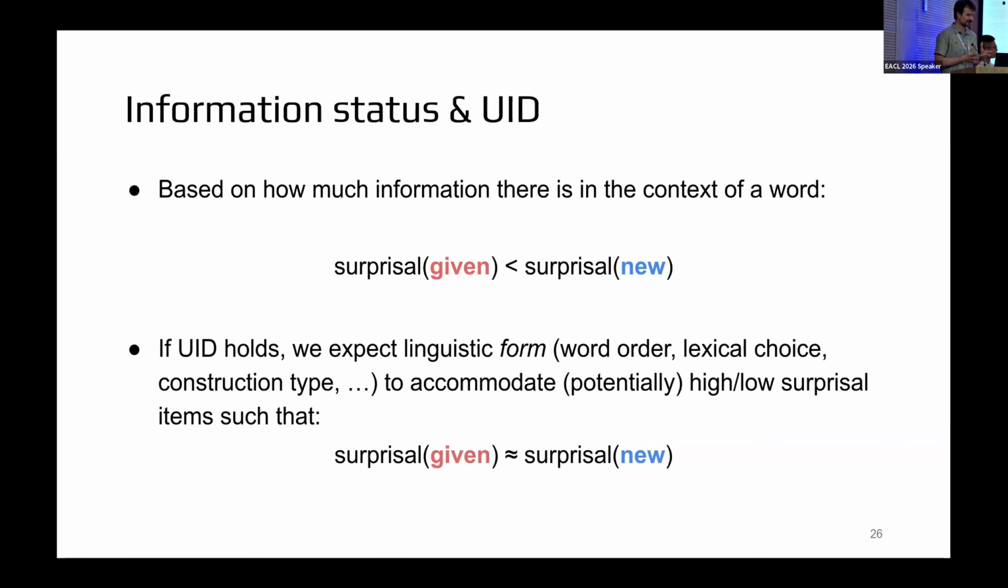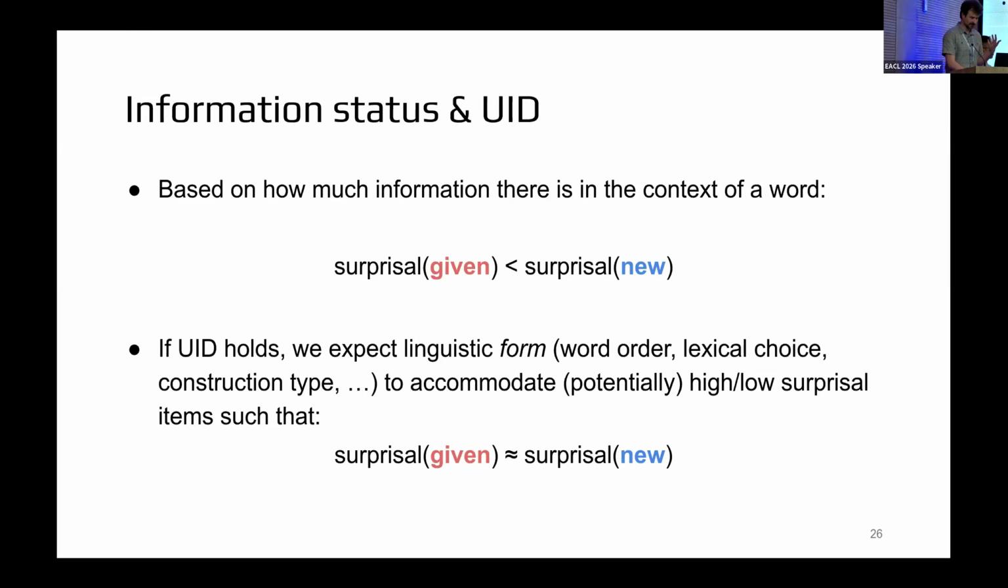But if UAD holds independently of information status, then you would expect the linguistic form, so word order, lexical choices, or construction type, to accommodate high or low surprisal items, so that these effects even out, and we get roughly the same surprisal for given and new items.